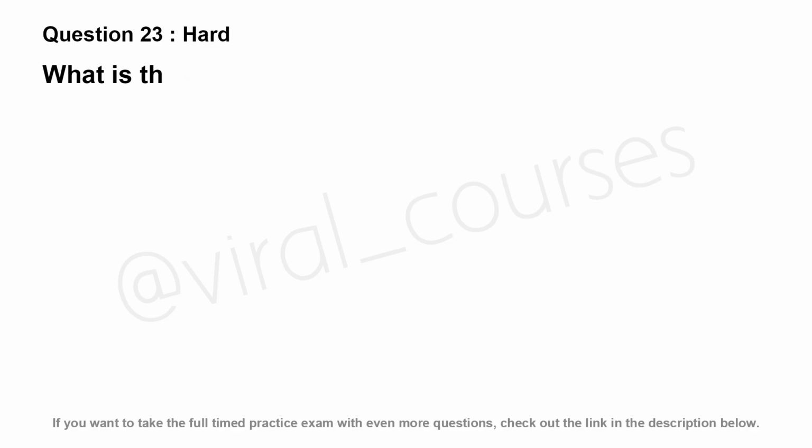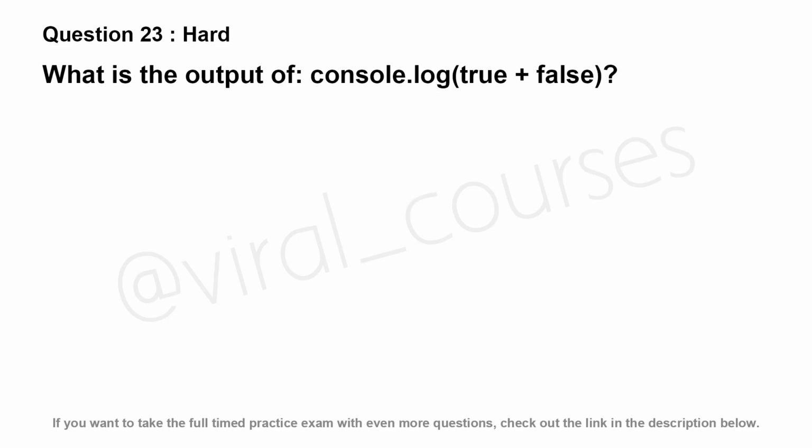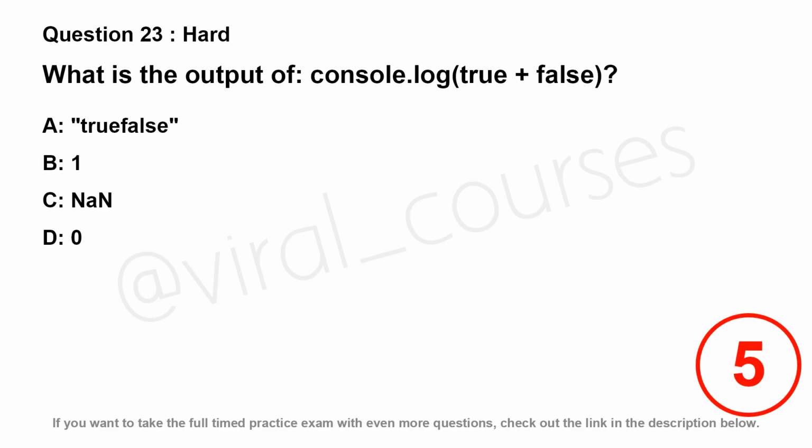What is the output of console.log(true + false)? Option A, truefalse. Option B, 1. Option C, NaN. Option D, 0.